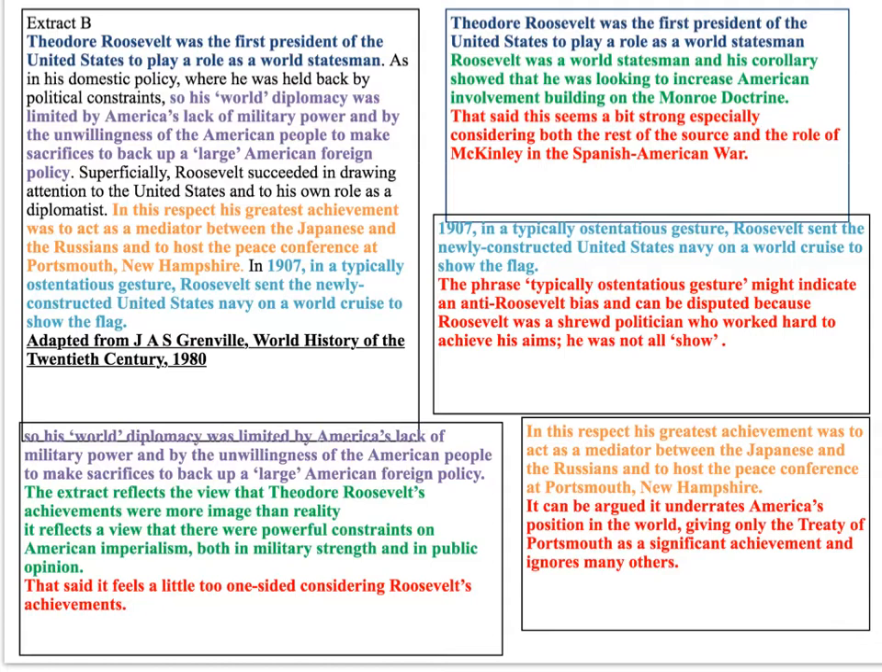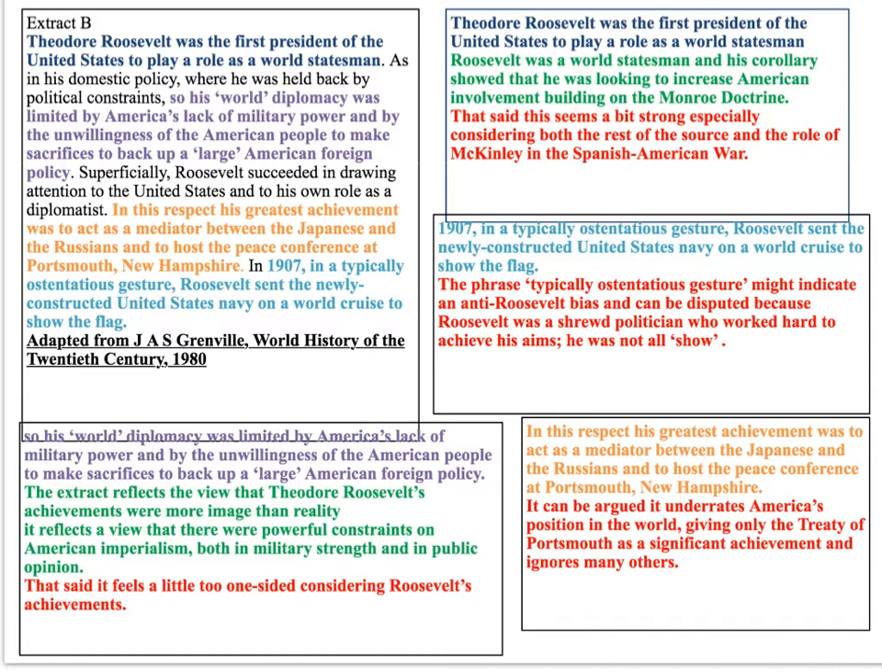Now, what I've done is I've taken that straight from the mark scheme, but I do feel, as I've put in red there, it feels a little bit too one-sided considering some of Roosevelt's achievements, and it might be worth dropping those in there. We haven't mentioned them obviously on the other extracts. You can put some of those in.